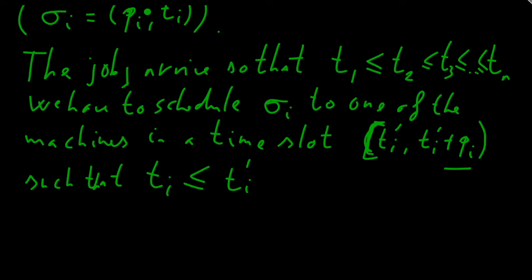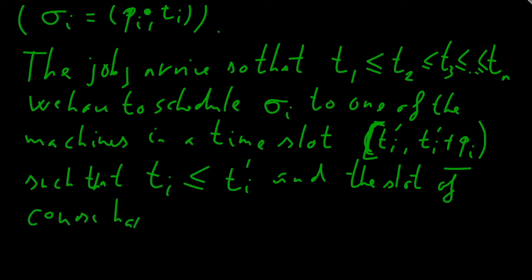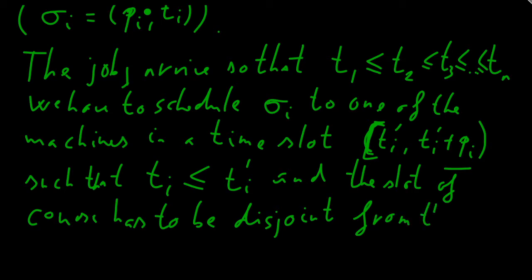So basically this says that we do not know the jobs in advance, and this slot, of course, has to be disjoint. So in one machine, at any given instant of time, there can be at most one job under process. So it has to be disjoint from the other jobs.